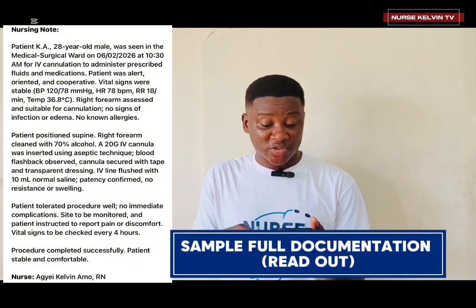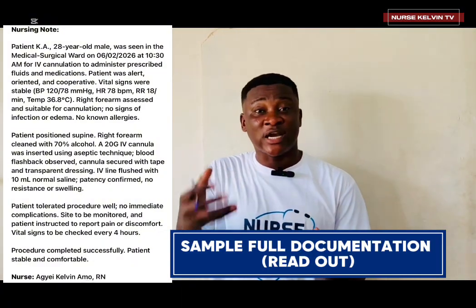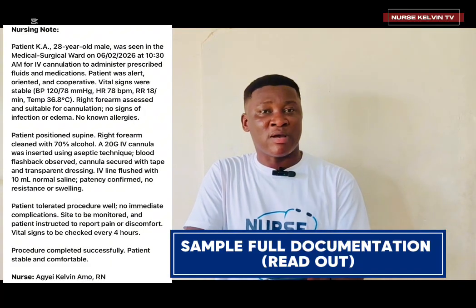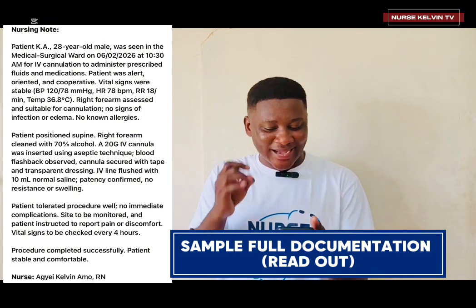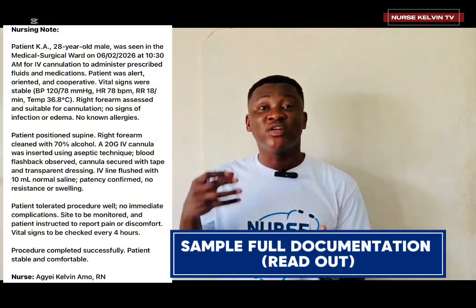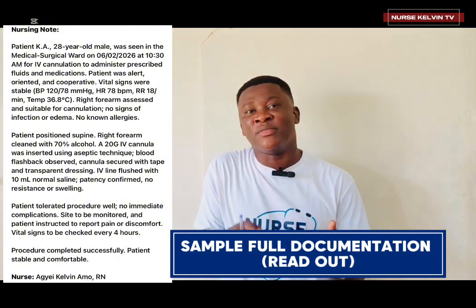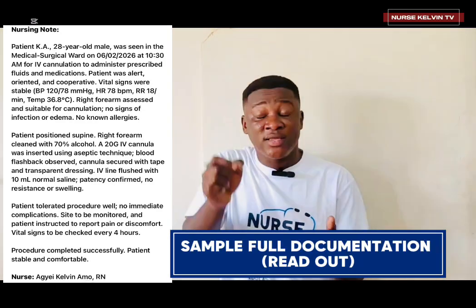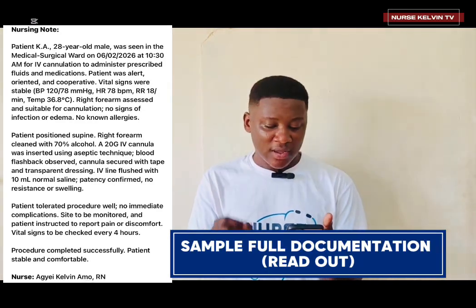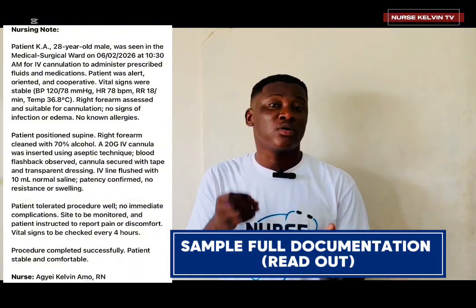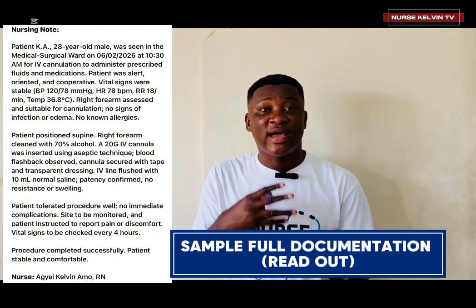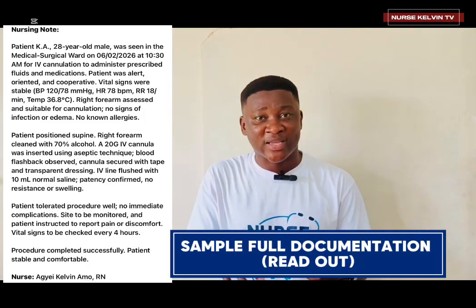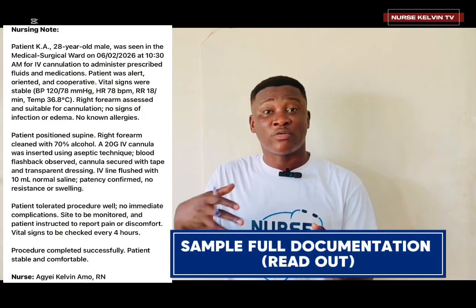Before you pass the cannula, you should use 70% alcohol to clean the site. Aside from that, you make sure you use a 20 gauge IV cannula, and you position your patient. Then you should use normal saline 10 ml to flush it. You check if there is a blood flashback, and make sure that you have observed it.